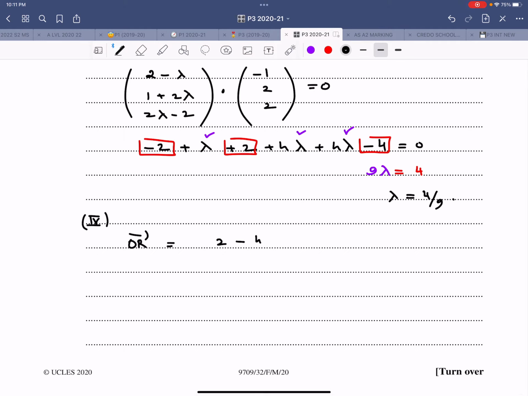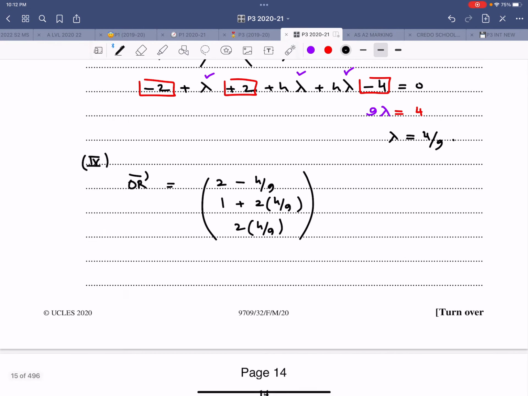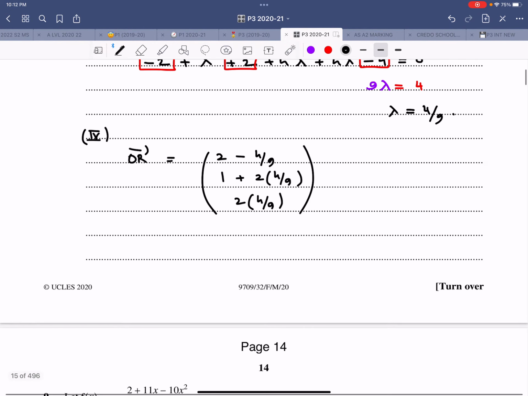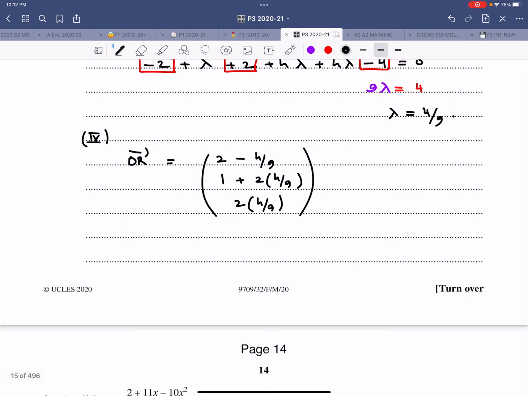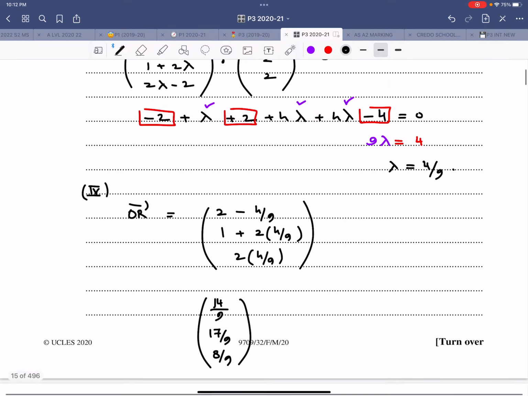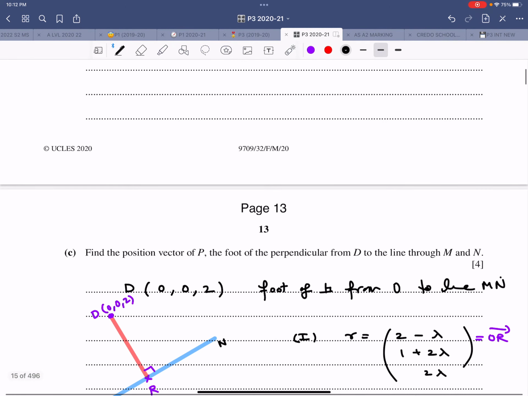2 minus lambda, 1 plus 2 lambda and 2 times 4 over 9. Simplify, that is the foot of the perpendicular. So when you simplify it, you get something like this. So this OR, which is actually P, is 14 over 9, 17 over 9, and 8 over 9. So are they asking for the coordinates or are they asking for the position vector?